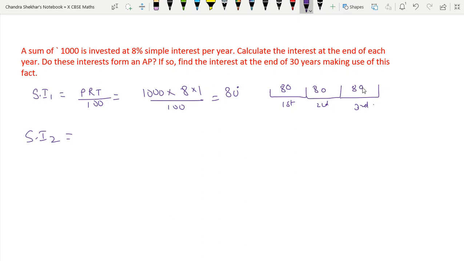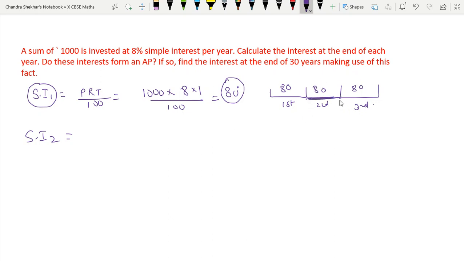Am I right? Every year 80 rupees is getting added, not like you will calculate for 2 years, then for 3 years. When I ask what is the simple interest for the first year, it means for 1 year. When I ask for the second year, I'm not asking for 2 years. Second year means starting from the end of the first year and before the third year starts. So it will be 80 rupees only.